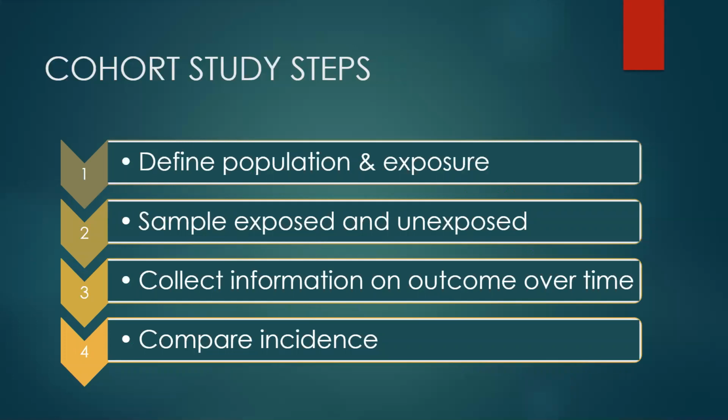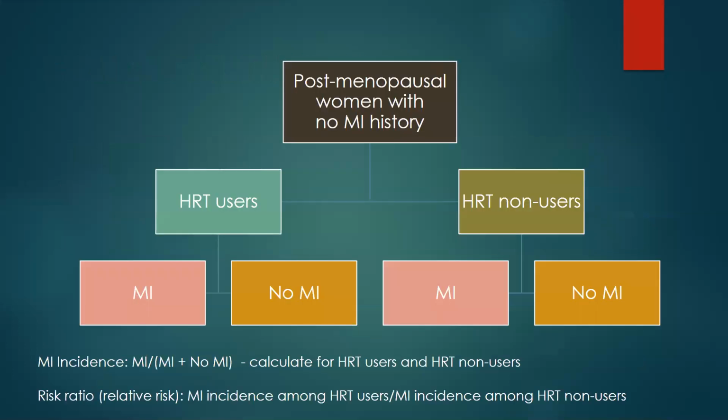So again, the steps to do a cohort study are you always need to start by defining what your population is and clearly identify what your primary exposure is going to be for the study. Get a representative sample of people who have both been exposed and not exposed, again, so that you have enough people in each group to be able to go forward to follow incidence over time, follow up with them, and then at the end compare the incidence in the two groups. So here's just another kind of graphical or figure-based way to represent that.